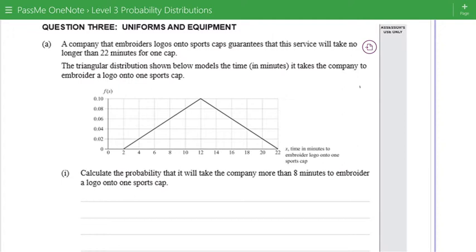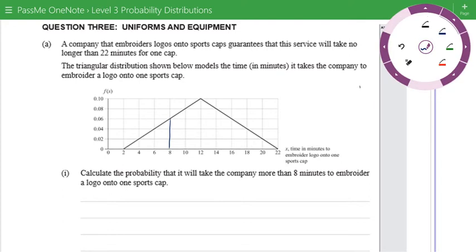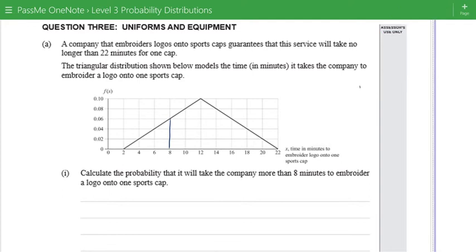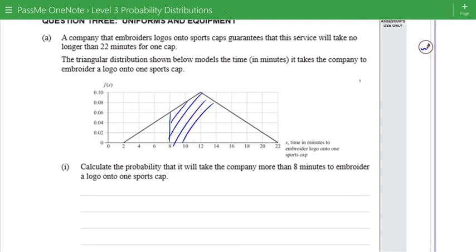So this question is a triangular distribution, and they're asking us to calculate the probability that it'll take more than 8 minutes to embroider a logo. So here's 8 minutes. And if we're looking for the probability that it will be more than 8 minutes, then that's going to be all of this area that is larger than 8 minutes.